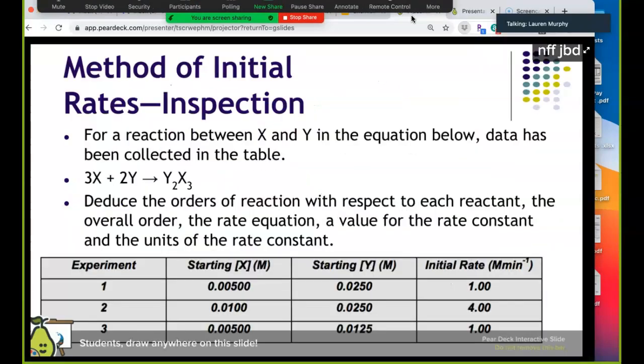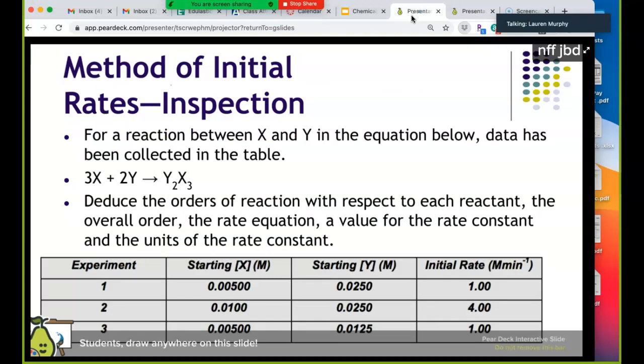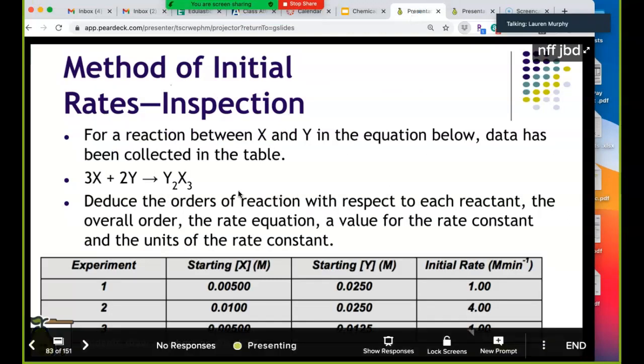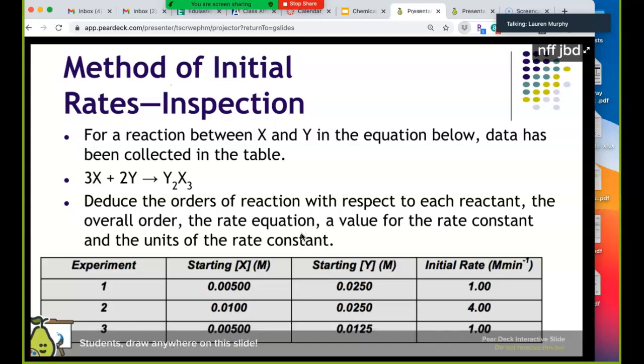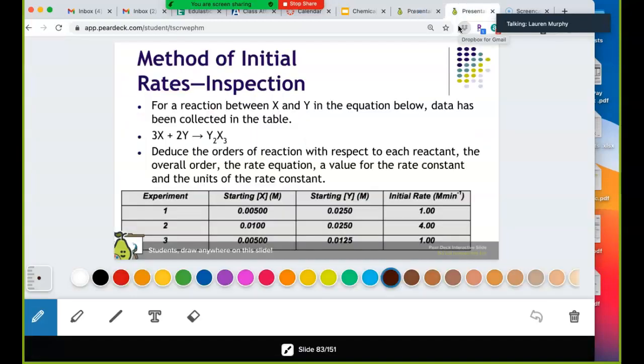All right, last one today. So we're only going to be able to figure out the order of the reaction and the rate law. We'll have to start up with the rate constant and the units next class. So we're going to do the long, tedious way, and then when we're finished, I'm going to show you the short way.